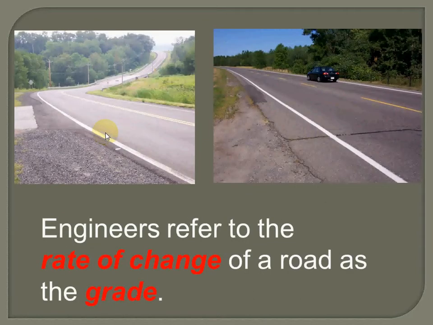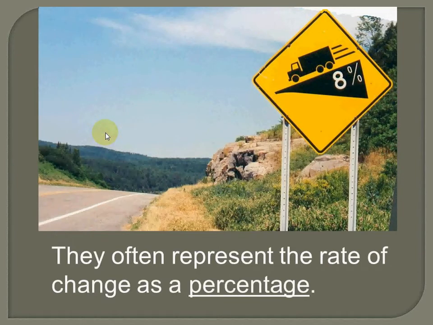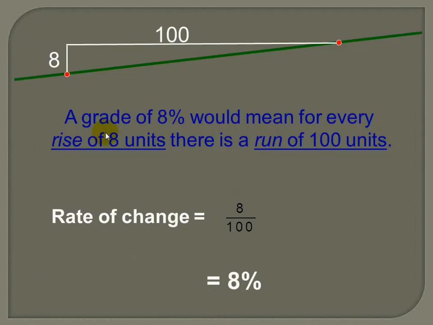And then we have some pretty fun facts right here. Engineers refer to the rate of change of a road as the grade. So pretty much roads sometimes go downwards and they go steep, and when that happens, you sometimes see a sign that says 8%. What that means is as you go 100 feet, or let's say 100 meters, you go down however many percent the sign said.